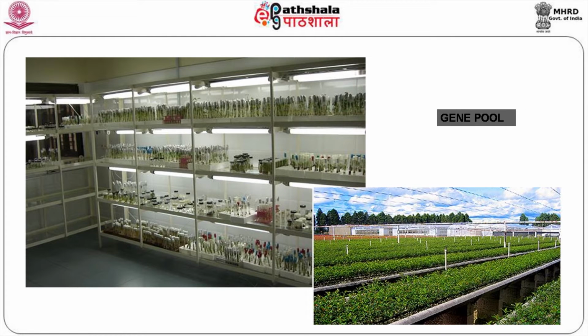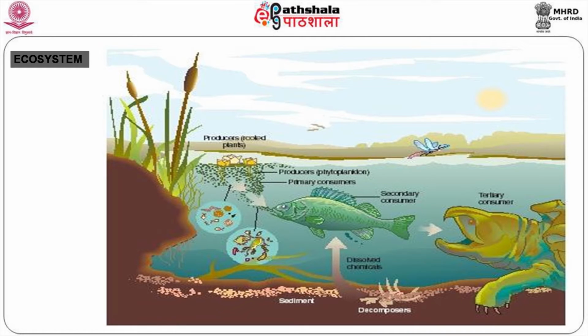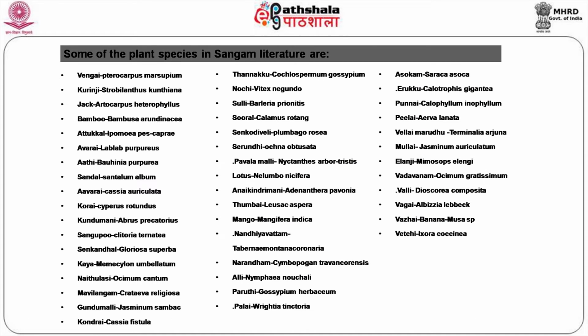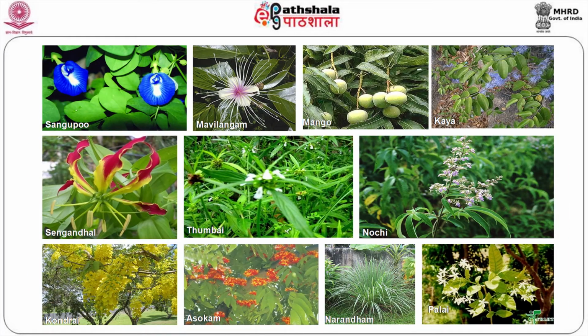Then we are talking about research and other things in the present day context. A herbal garden with every plant name and everything labeled so that people understand what it is. Then ecosystem. Pet animals, some of the plant species in the Sangam literature. The same plant material photographs. Again the same thing. We have this Sengandal. Sengandal is nothing but the state flower.